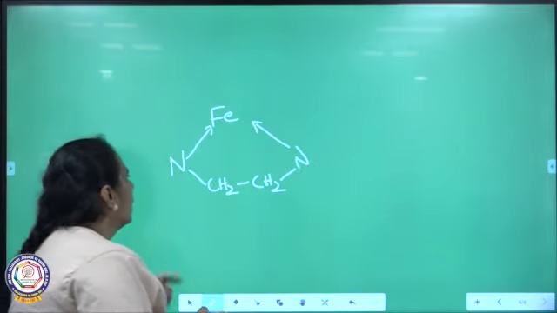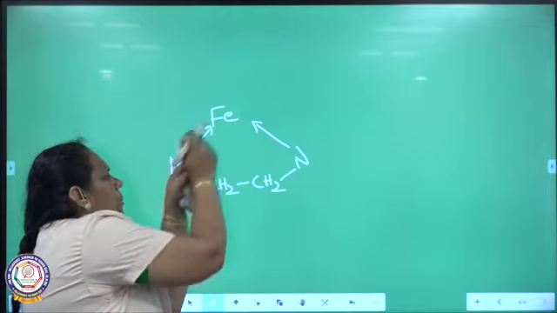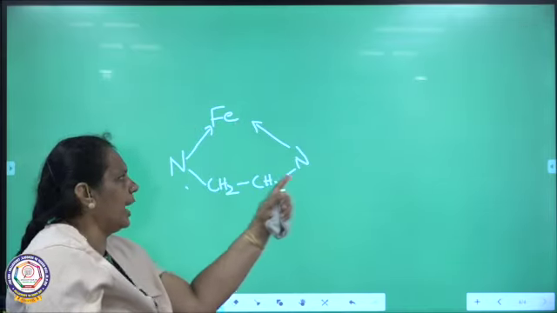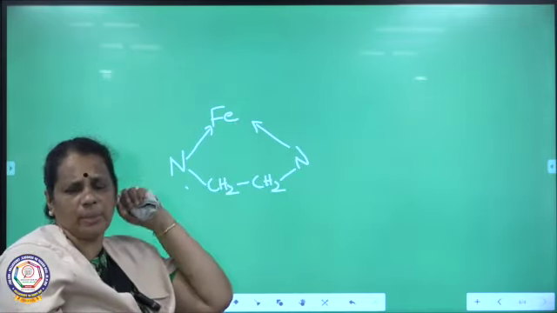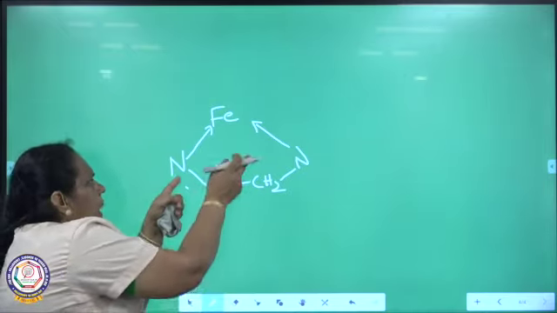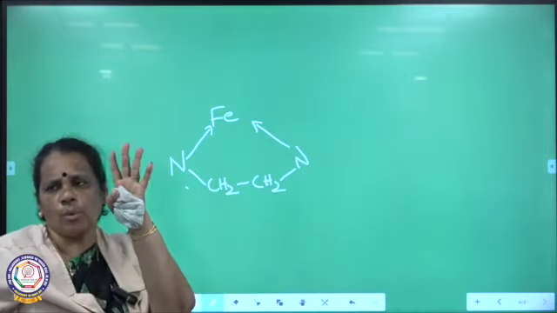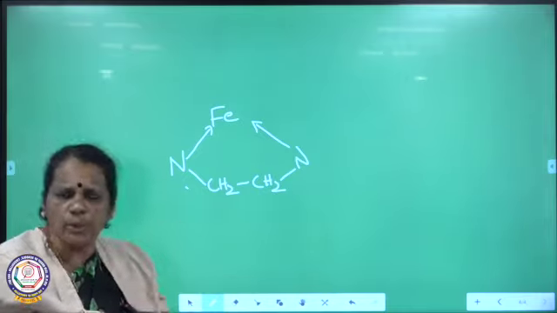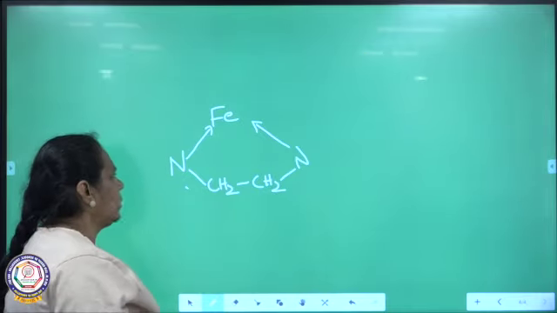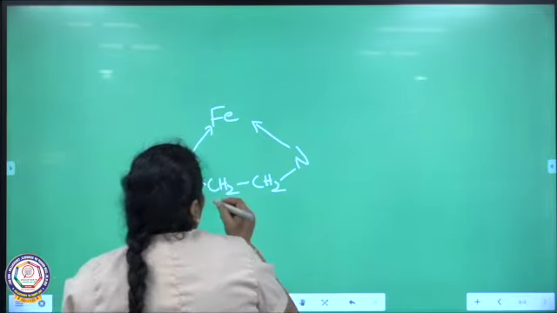So see here, 2 nitrogen atoms are involved in bond formation. Out of 6, I have involved 2 nitrogen atoms. The 4 more oxygen atoms, I have to show how they are donating the electron pair to the central metal ion. So we are going to see now.